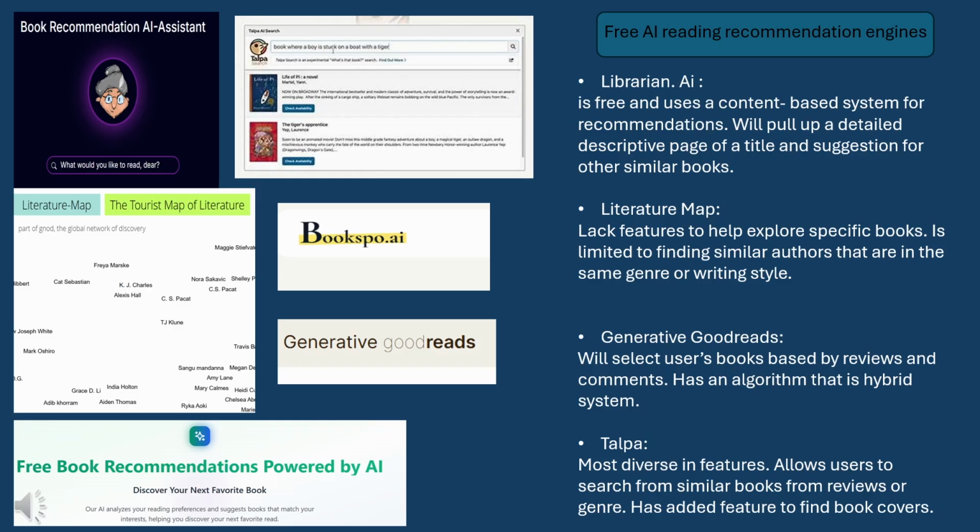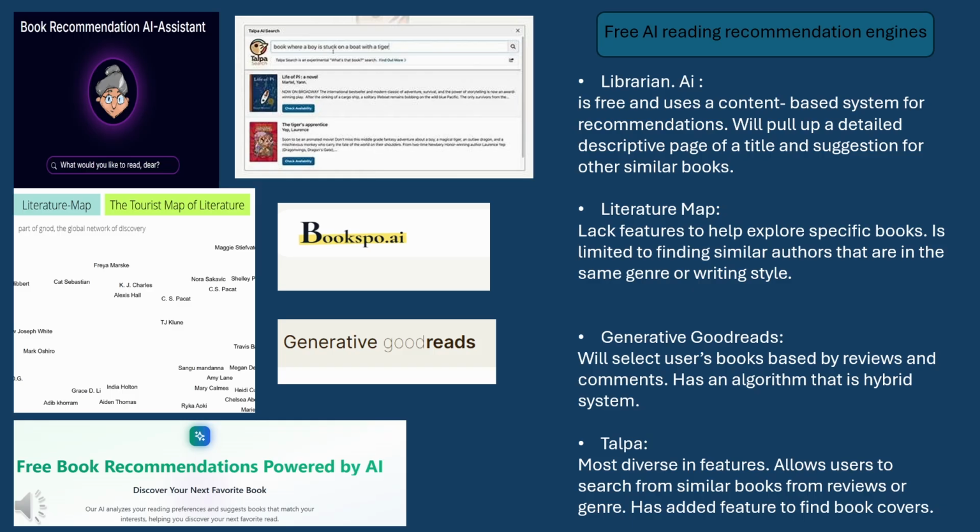Thirdly is Goodreads. It has its own AI that uses collaborative filtering. Generative Goodreads is based off a rating and review system. Since 2014, they have improved their algorithm to use deep learning to understand what a viewer's bookshelf and preferences are.